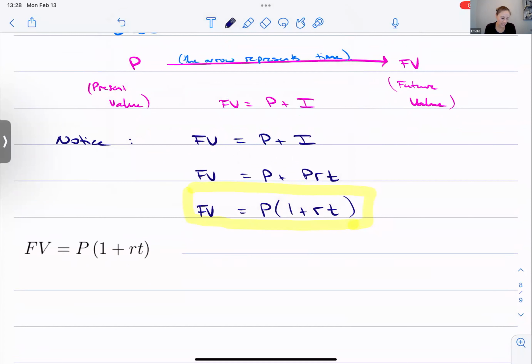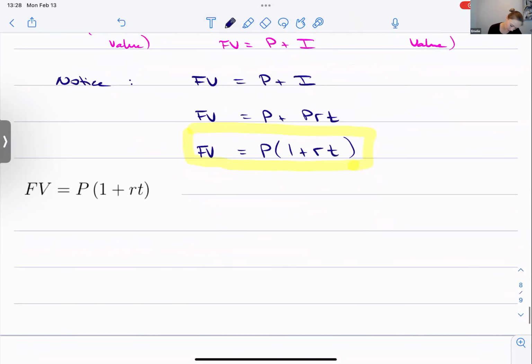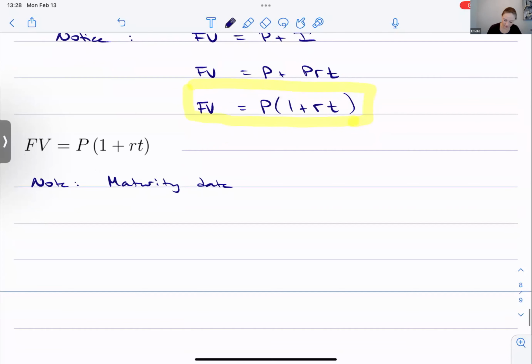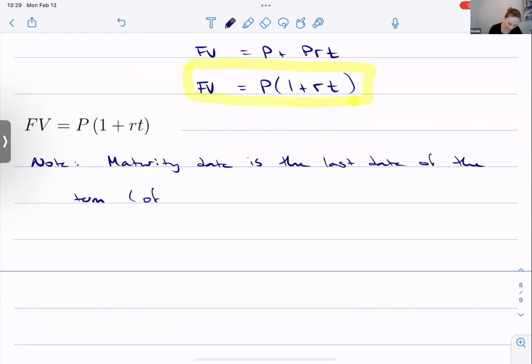Just a note on terminology. The maturity date is the last date of the term of the investment or the loan.